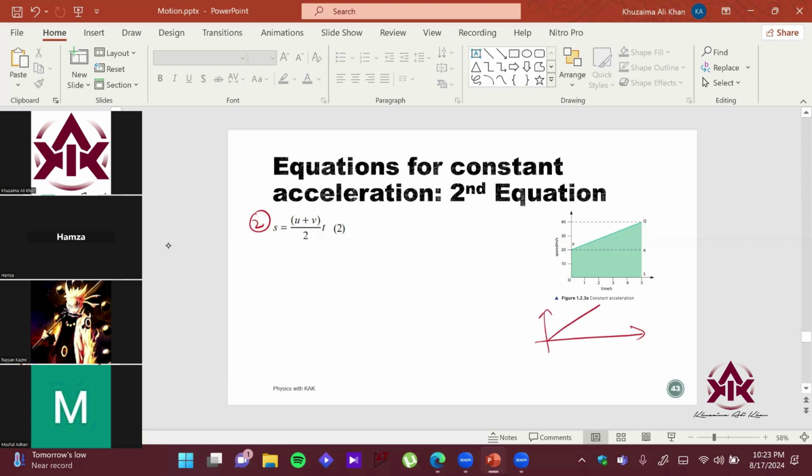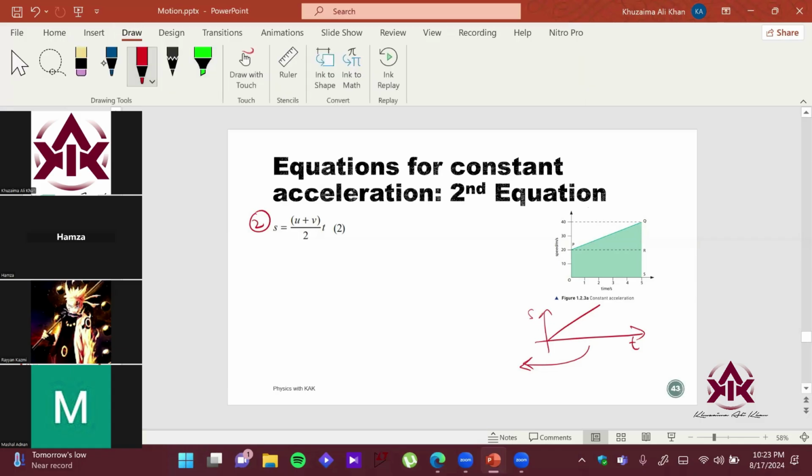Sorry, let me rename the variable to speed. So it's a speed time graph and you want to find the displacement. Again, you want to find the area under the graph. If you find the area under the speed time graph, you will get the displacement. That is going to be something like this. So the answer to the homework question you were given should look like this.